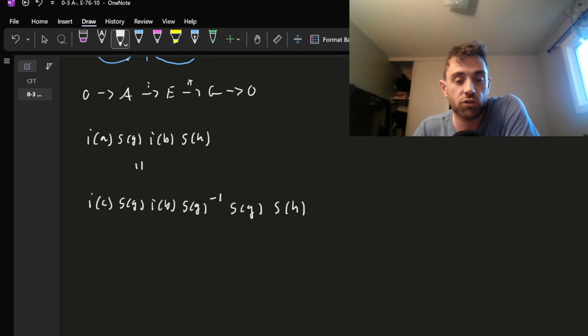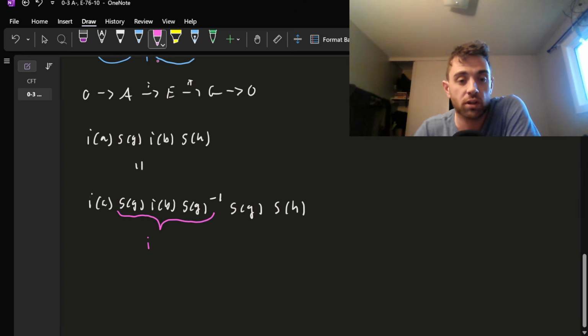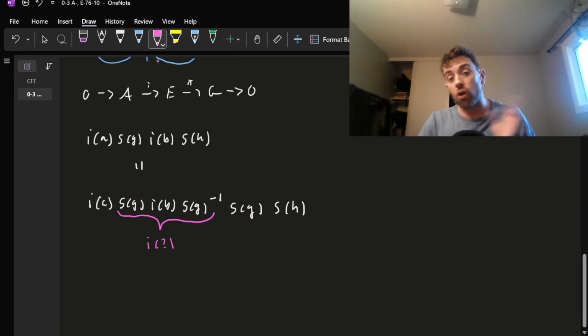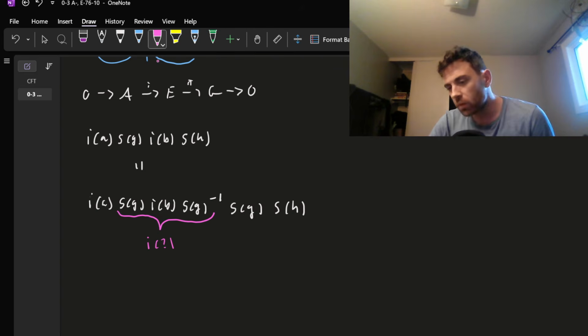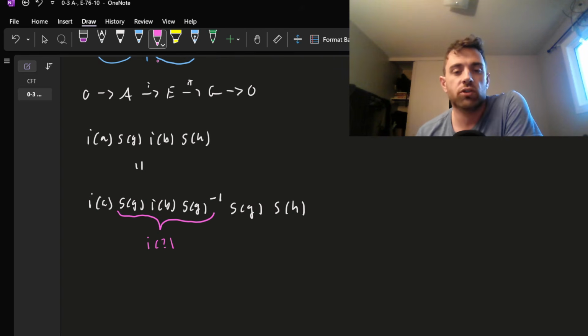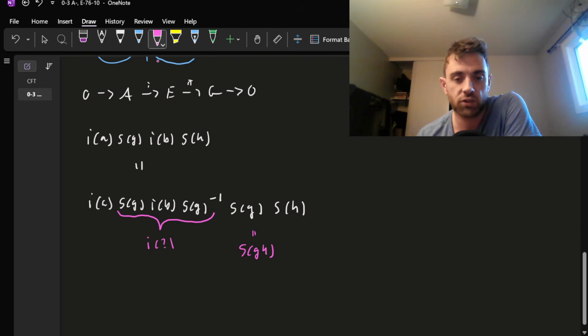So we insert this term in here, right? And the point was, because A is a normal subgroup, we know that this will be in A. So we know that this will be I of something, right? And so we might think, oh, well, we're there. But the thing that worked last time was that S was a section, and so we were able to rewrite this term as S_GH, which completed the proof, right?